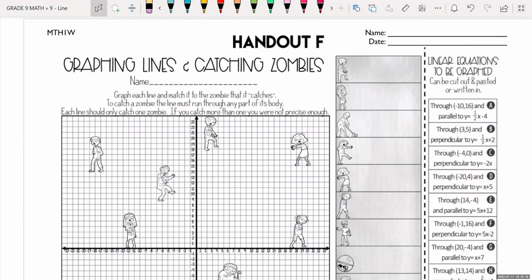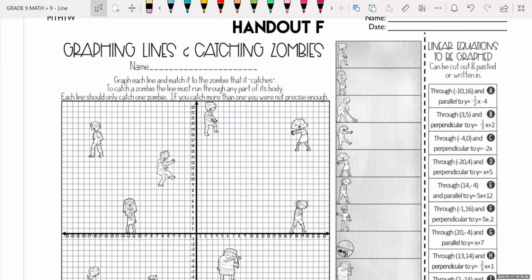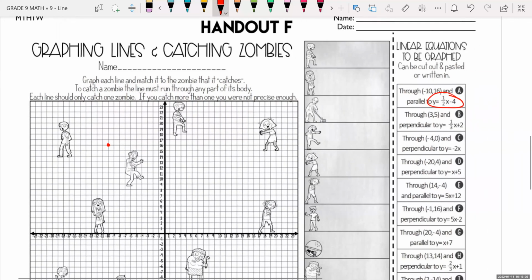So let's look at the first one. It says the line is going through -10, 16. So I'm going to try and find -10, 16, which is definitely there. And it's parallel to this. That means if it's parallel, we're going to have the same slope. So our slope is going to be 1/2.